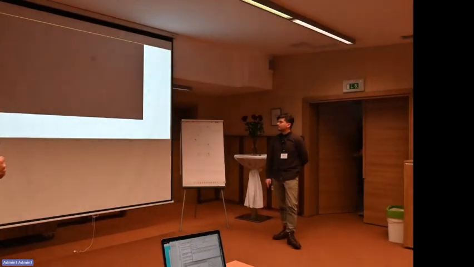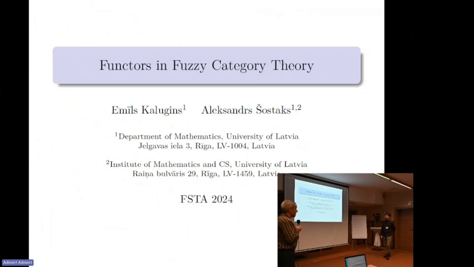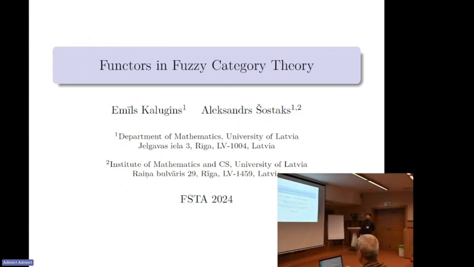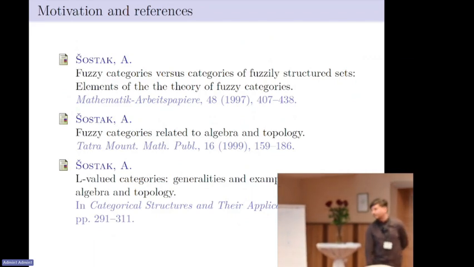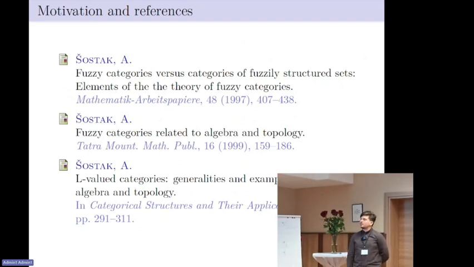It's a joint work with Alexander Shostak, and it's about functors in fuzzy category theory. Thank you for introducing me. My goal today is to reignite an interest in the field we would like to call fuzzy category theory. My co-author has done great work in explaining the differences between fuzzy categories and categories of fuzzy structures, also providing examples where classical category theory falls short. I'm now taking on the next step and trying to expand this theory.